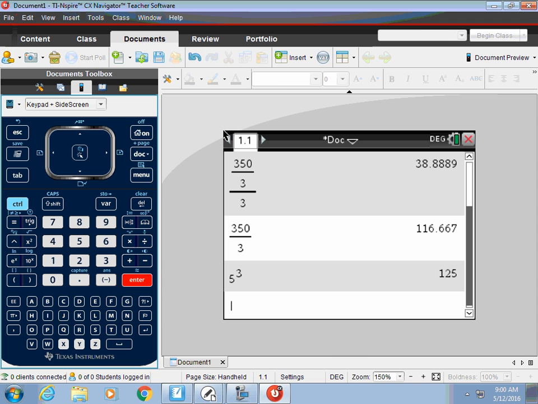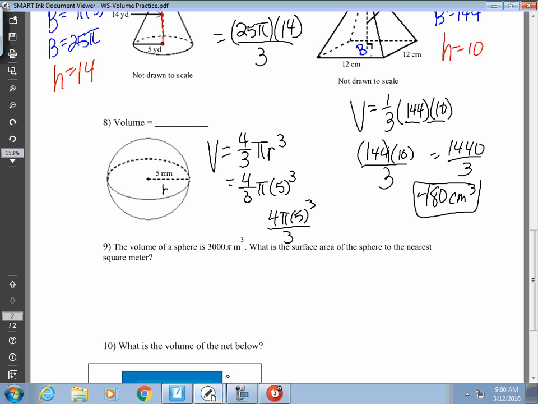Okay, so basically, I'm taking that 4, I'm multiplying that by 125, keeping the pi in my answer, and then I'm going to divide by 3. Did you keep pi in your answer?